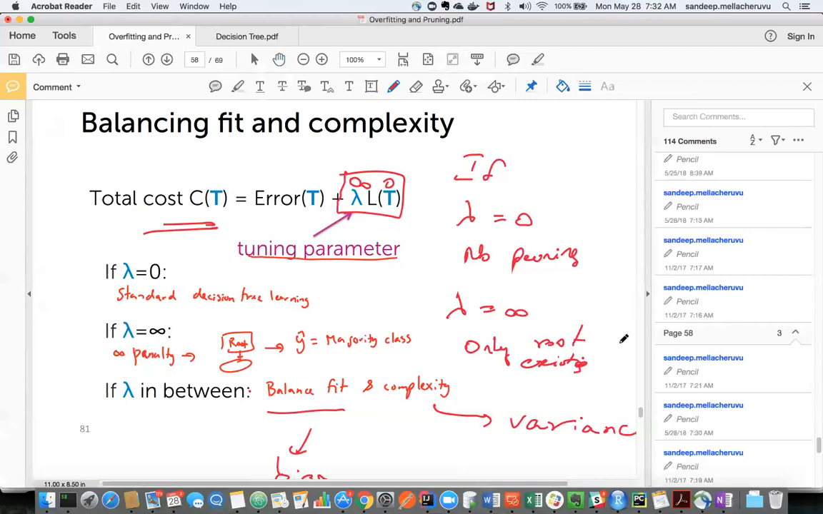No, I got it. So basically, if lambda is 0, then that means the model complexity is too much because we're getting a full decision tree. So that means variance is also a lot. Exactly. If the full decision tree is coming up, then your complexity is too much. The moment you say the complexity of the model is too much, then immediately you can say that variance is high.